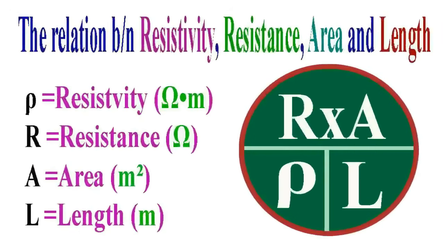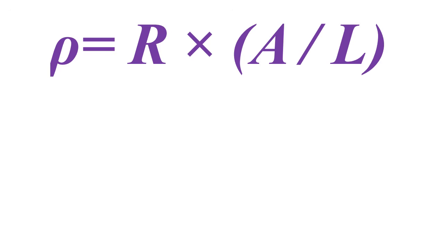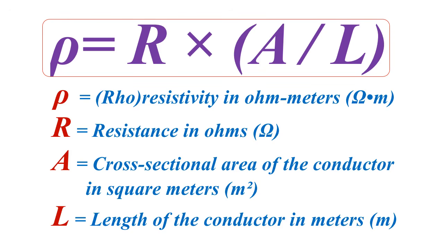Now let's get a bit more technical: the resistivity formula. Electrical resistivity is a property of a material that measures how strongly it resists the flow of electric current. It is not about the size or shape of a conductor, it is about the material itself. The formula is rho equals R multiplied by A divided by L, where rho is the resistivity in ohm meters, R is the resistance in ohms, A is the cross-sectional area of the conductor in square meters, and L is the length of the conductor in meters.